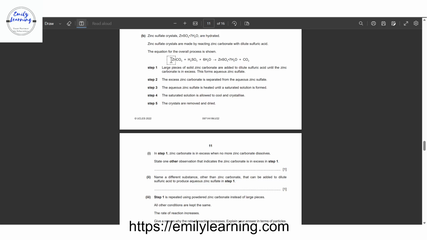So in step 1, you have large pieces of zinc carbonate added to sulfuric acid until zinc carbonate is in excess. This forms zinc sulfate. Okay, so you have a zinc sulfate solution. Carbon dioxide is liberated, so it will not be inside the solution.